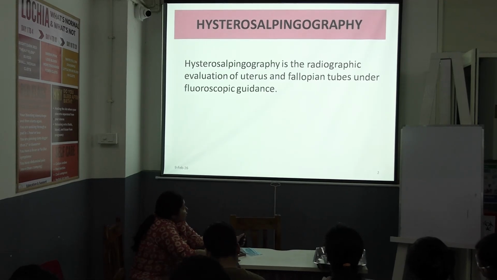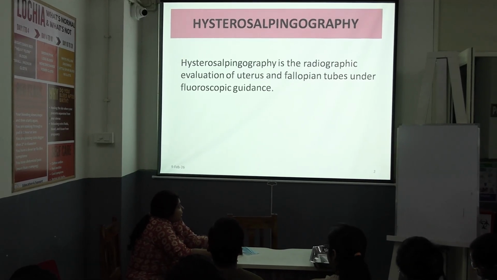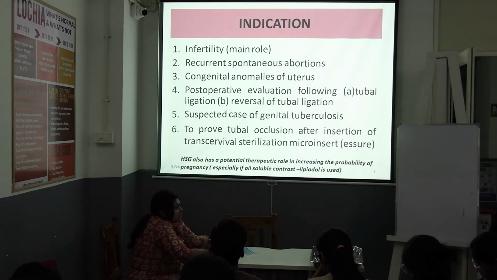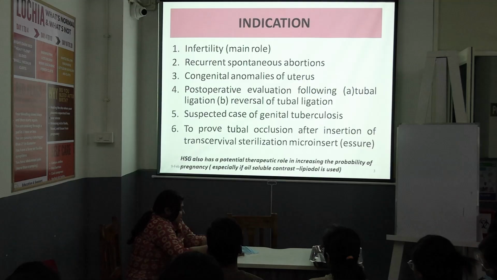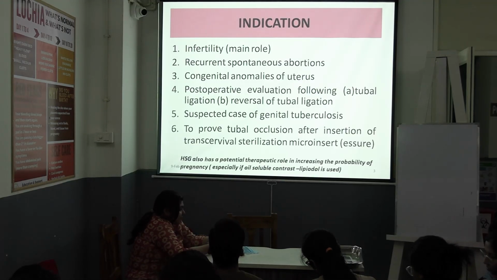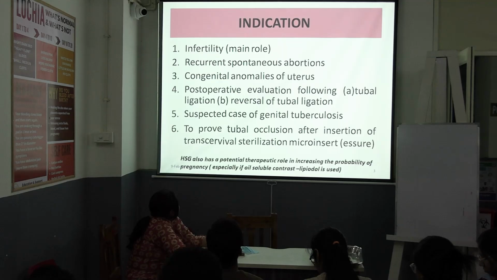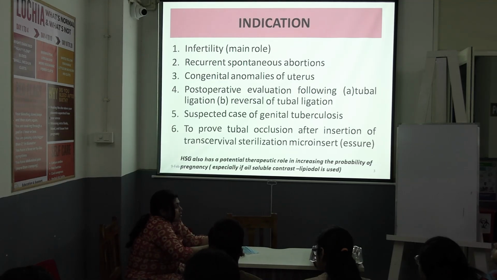Radiography, it's evaluation of the uterus and the bilateral fallopian tubes under fluoroscopic guidance. So now what are the indications? You tell me what the indications can be for where this HSG can be done. Just grossly, any idea? The main one is in case of infertility. Another is in case of recurrent spontaneous abortion.